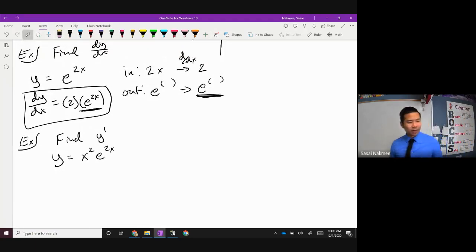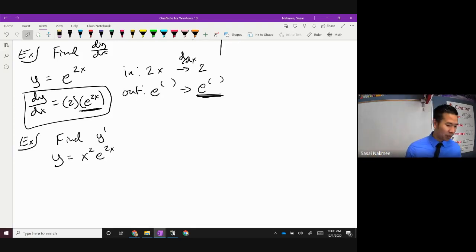So if I was asked to find y prime for x squared e to the 2x, I'm hoping that you can see what you need to do. Which rule do you need to apply for this right here? What are the functions doing to each other? X squared e to the 2x. And a lot of people are already typing out. It's the product rule, right? Yeah, it's the product rule.